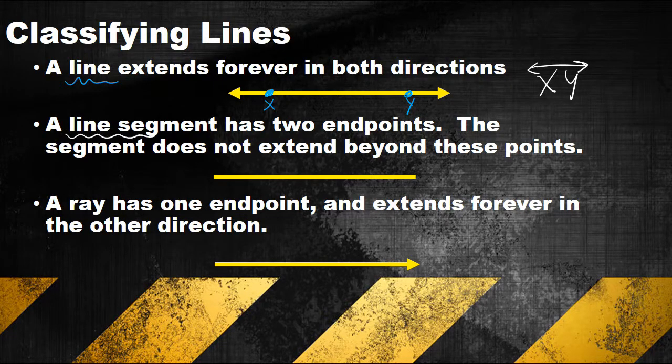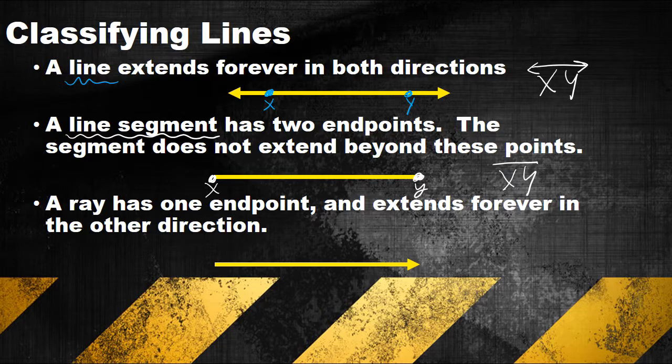Next, we're going to talk about a line segment. This line segment has 2 endpoints, and this line does not extend beyond these points. And so when we write this, if it's X and Y, we're going to write this as XY with just a line over it, no arrows.